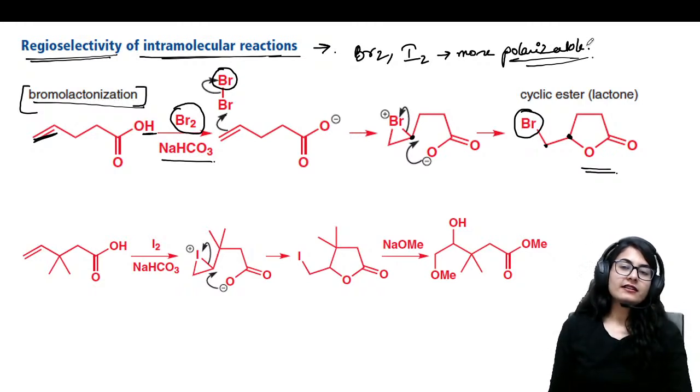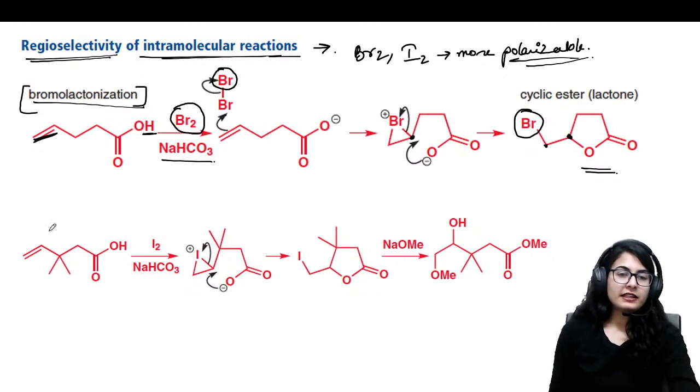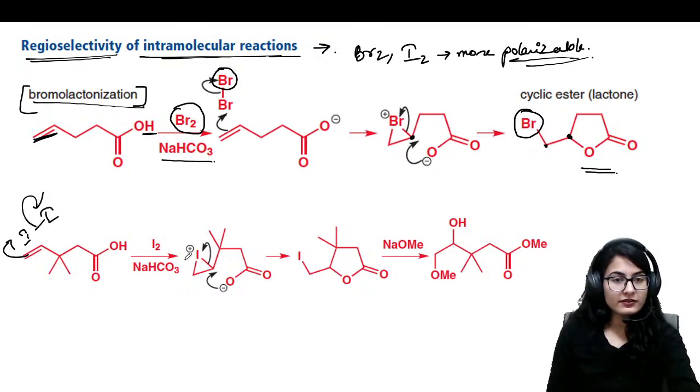All right then. Similarly, what does the next reaction give you? Look at this again. Here you are using an iodine. The iodonium ion is going to form. The H of this OH, the proton, will be removed by sodium bicarbonate. This became O minus.